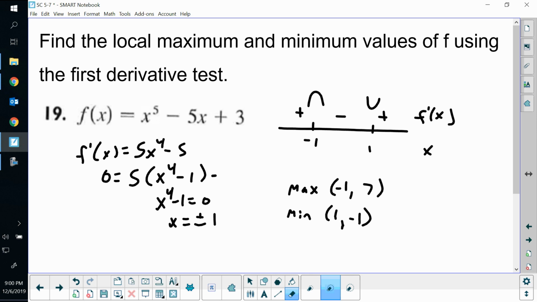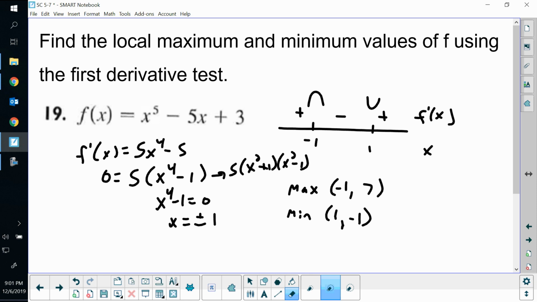Now, if you wanted to, you could have factored this further into x squared plus 1 and x squared minus 1. The x squared plus 1 would give you imaginary solutions. We don't put those on our number line. But the x squared minus 1 would give you the plus and minus 1. So it's your choice if you wanted to factor that further to make it easier to plug in.